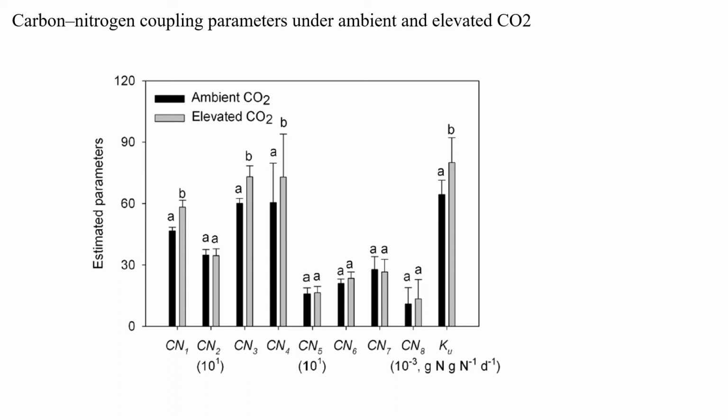Comparison of parameter distributions showed that plant nitrogen uptake, C2N ratio in foliage, vine root, metabolic, and structural litter was significantly higher under elevated CO2 than ambient CO2, whereas CO2 enrichment didn't exert a significant effect on C2N ratio in wood tissue and soil organic matter.